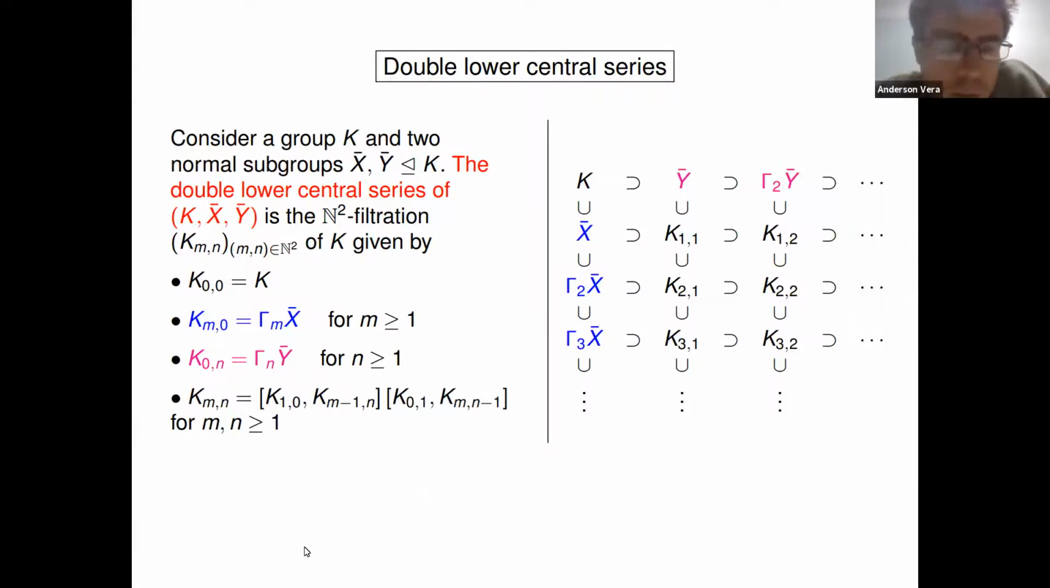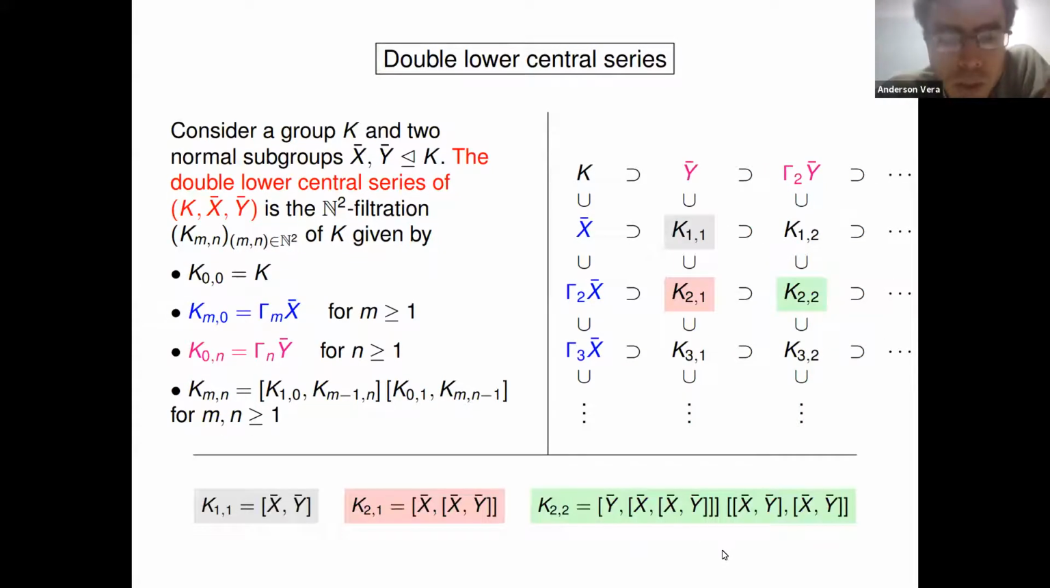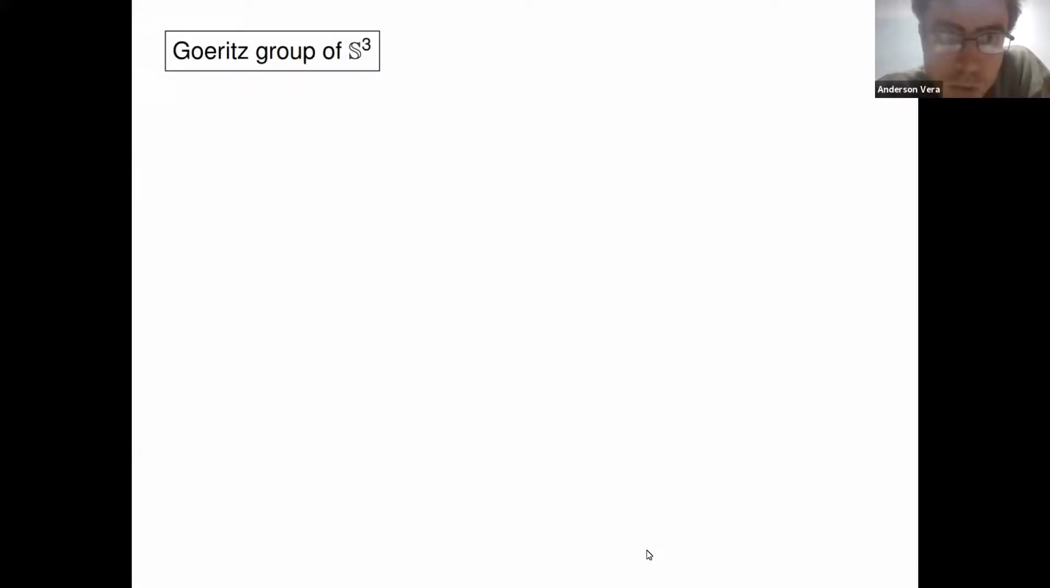For instance, K11 is going to be the subgroup generated by commutators of length 2 with one element in X and one element in Y. K21 is the subgroup generated by commutators of length 3 with two elements in X and one element in Y, and so on. And so we want to consider a double lower central series of the fundamental group of the surface. And this allows us to introduce the Goeritz group of the sphere.